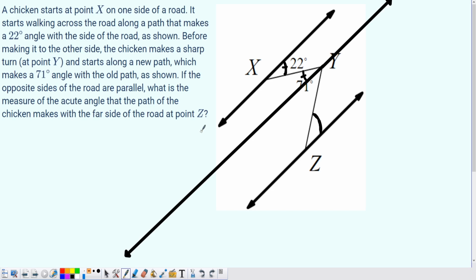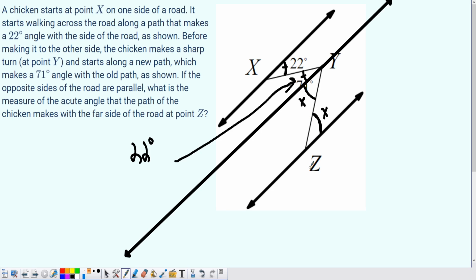So now I know that this angle right here is 22 degrees. Now I'm trying to find this angle. I'm just going to call it x. And I can apply the very same logic I just used. Alternate interior, they must be the same. So this has to be x.